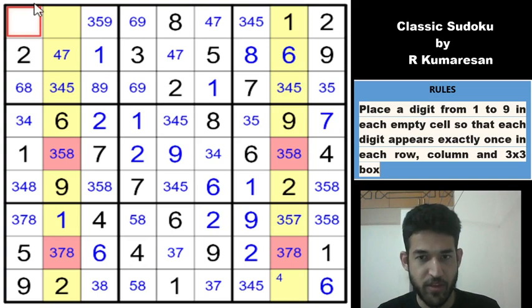Okay, we have packed the grid with digits almost everywhere, guys, except these few cells. And still there seems to be some technique that we are yet to spot, right?